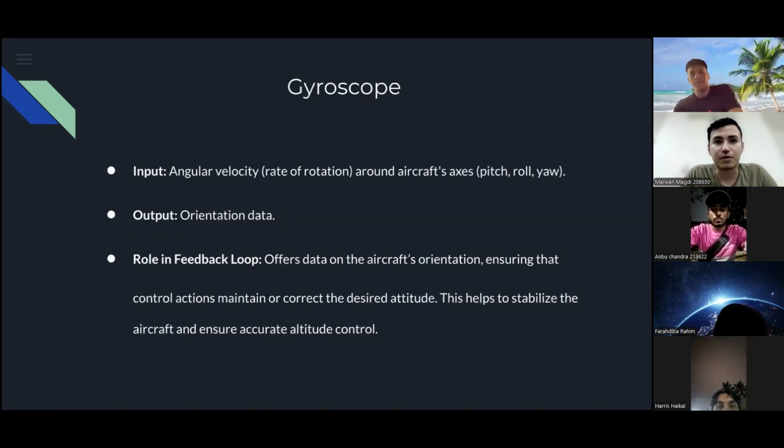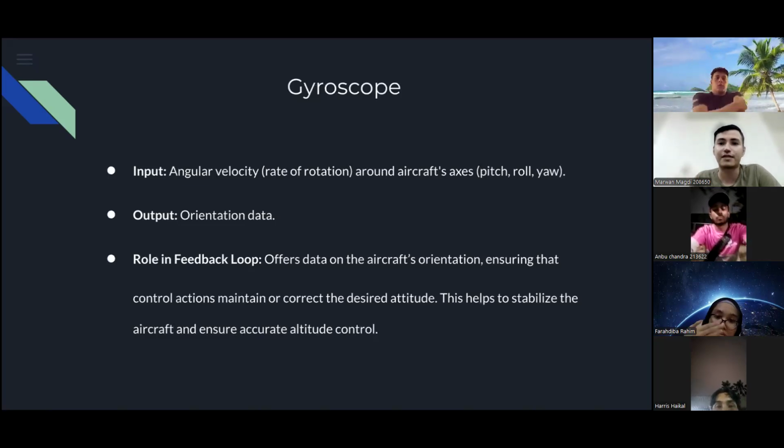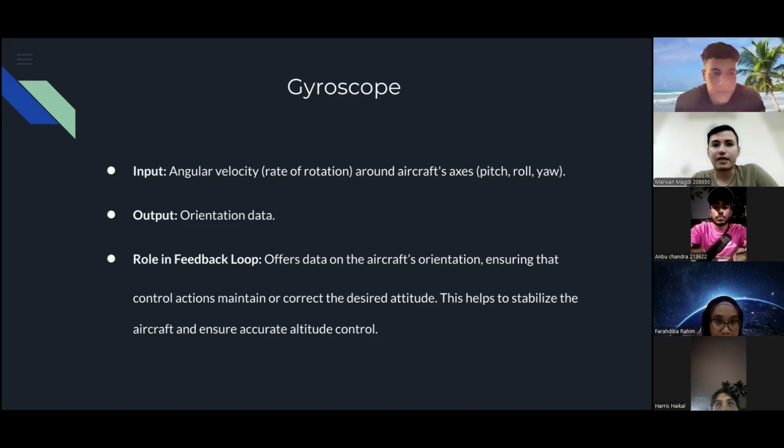Next slide, we're going to talk about the gyroscope, which measures the angular velocity around the aircraft axis. It gives orientation data, which is important for maintaining and correcting the aircraft's attitude. This information helps stabilize the aircraft and ensures accurate altitude control by contributing to the feedback loop that continuously monitors and adjusts the altitude in response to real-time data. That's all for me.